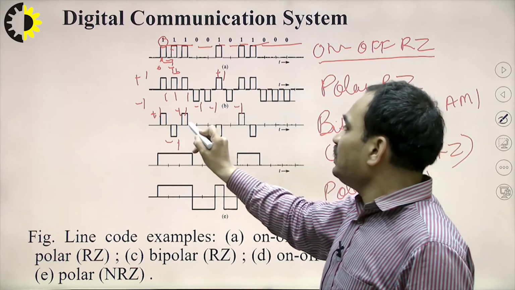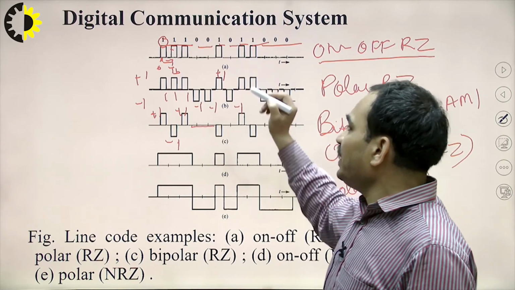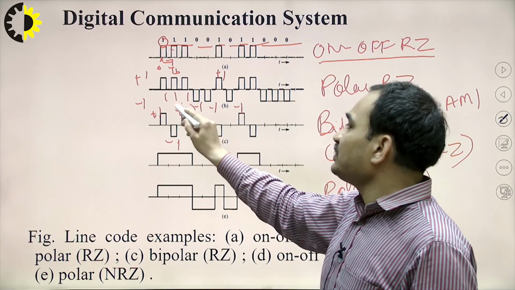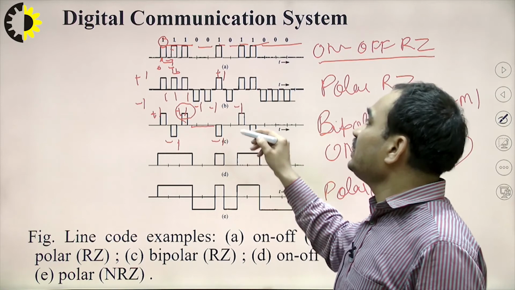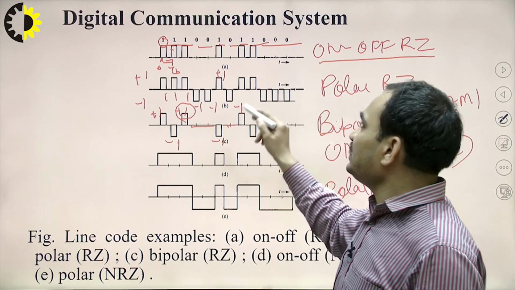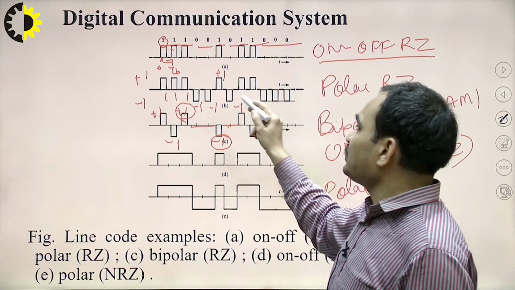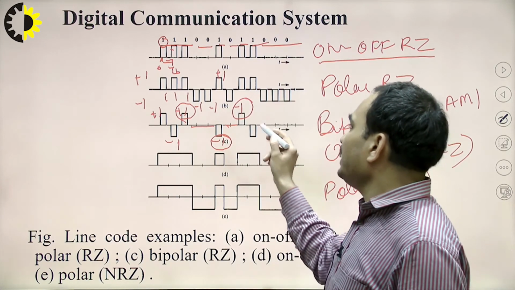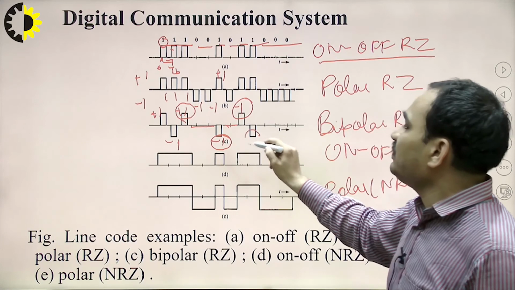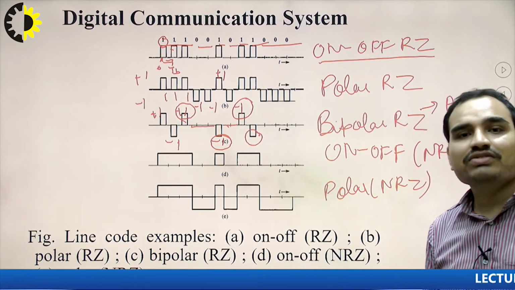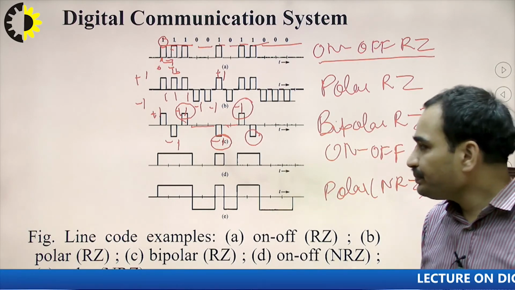Then we have 0, it is nothing. Then we have 1, previously we had +1, so here it will be -1. Next is 0, so it is 0. Then 1, now we have to invert -1 to +1, so here we have +1. Again we have 1, so we have inverted it. So we are inverting the 1 while transmitting it.